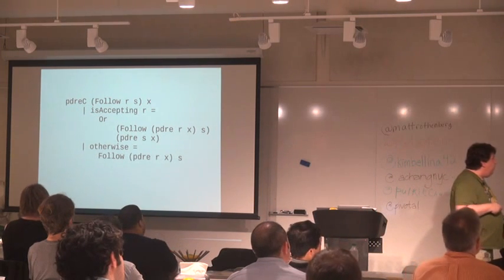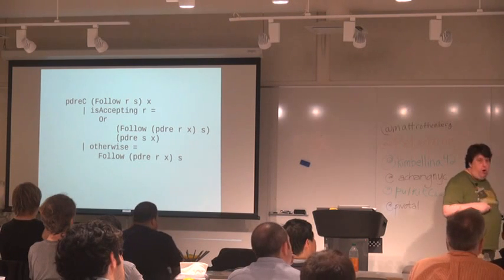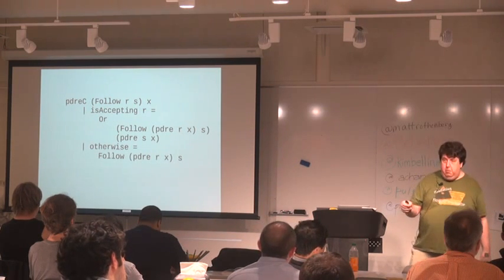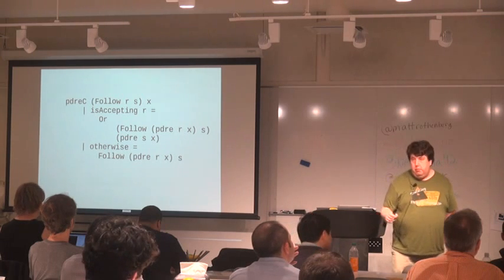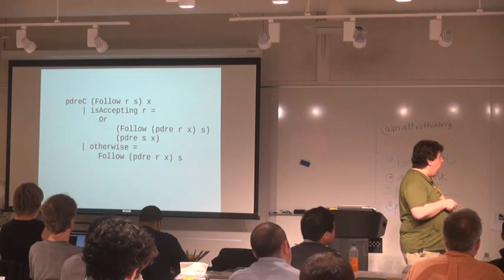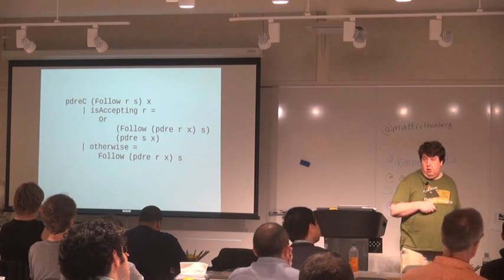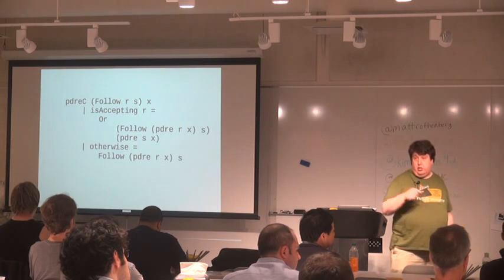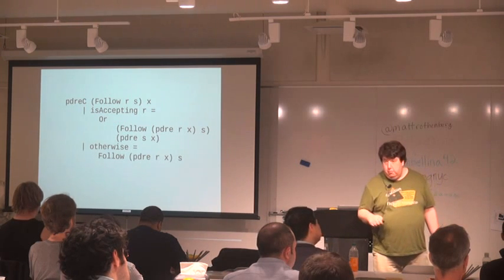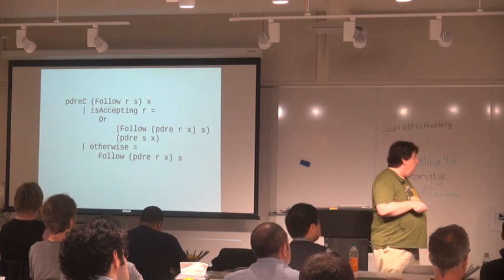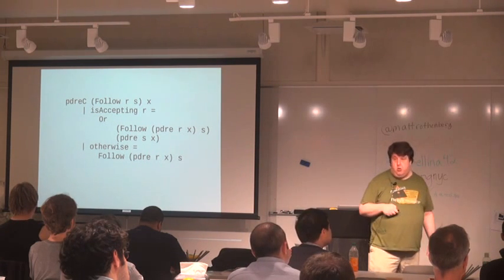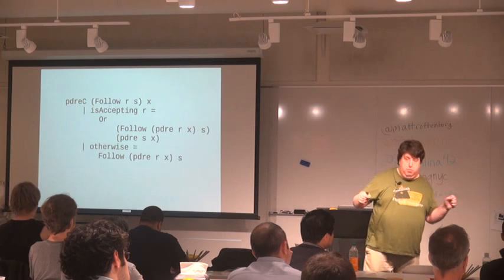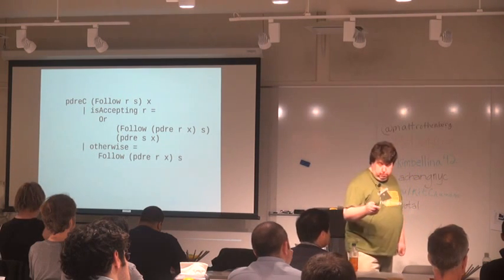So the partial derivative of follow R S is a little bit complicated because we have to ask, is R accepting? Because if R is accepting, we can always skip over R and just go to S. So if R is accepting, it is either the partial derivative of R followed by S, or we can skip R entirely and it's the partial derivative of S with respect to X, right? If R is not accepting, then it is only the partial derivative of R followed by S. This makes sense. Think about it in terms of strings and lists of strings, and this does make sense, right?